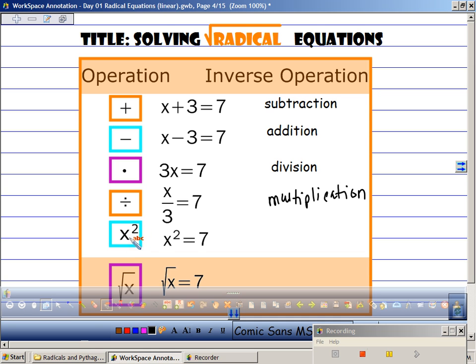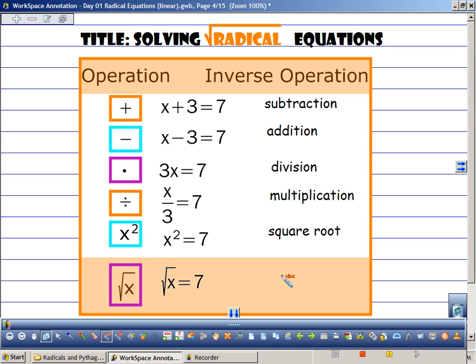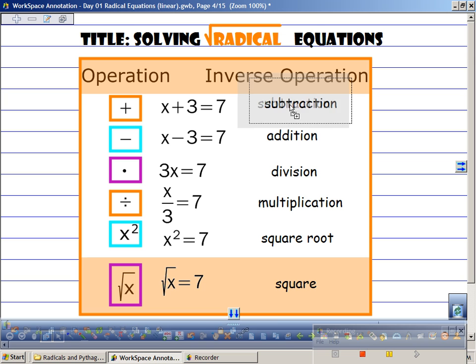And squaring? Square root. And if I have a square root? You square it. So that is what we're working with today, all of these. Fun? Yeah, it's a lot of fun. Tons of fun. We started it and we're going back to it.